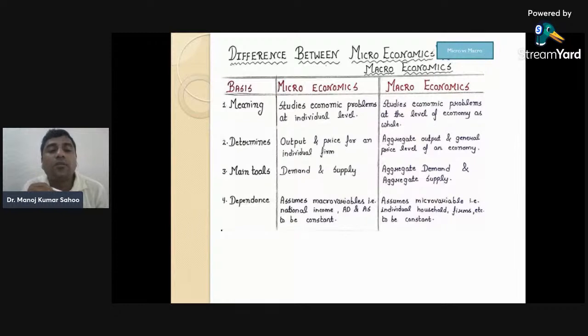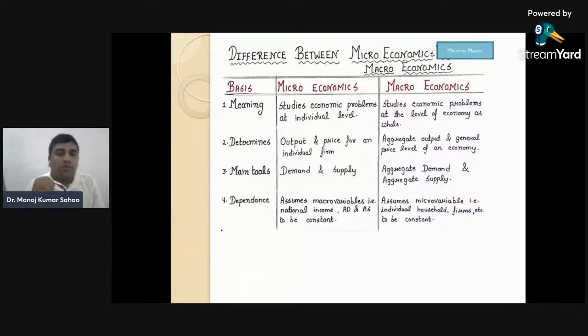And on the basis of the tools used, demand and supply are the main tools of microeconomics, whereas aggregate demand and aggregate supply are the main tools, instruments or methods in macroeconomics. Aggregate demand means the total demand, the gross demand, and aggregate supply means the total supply.